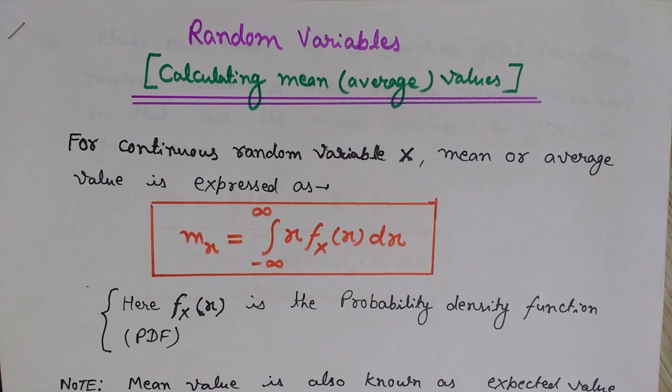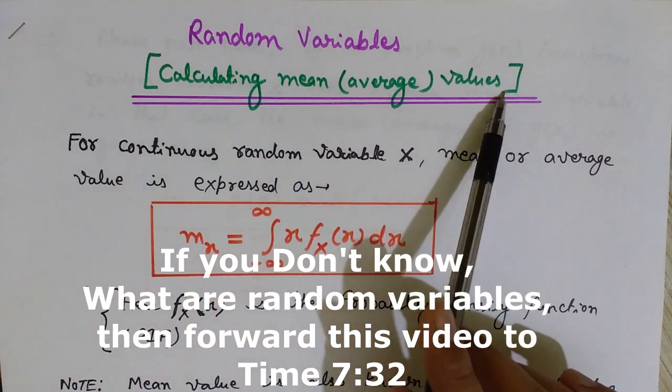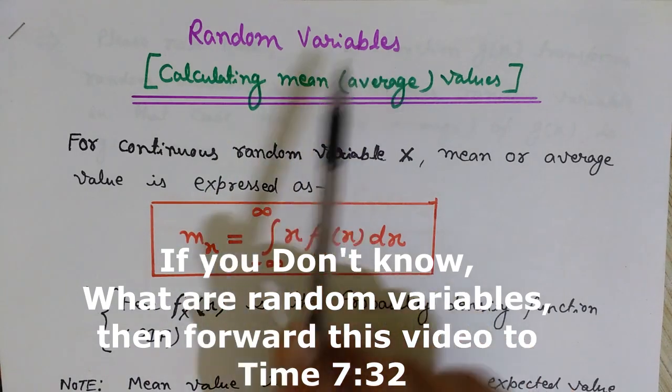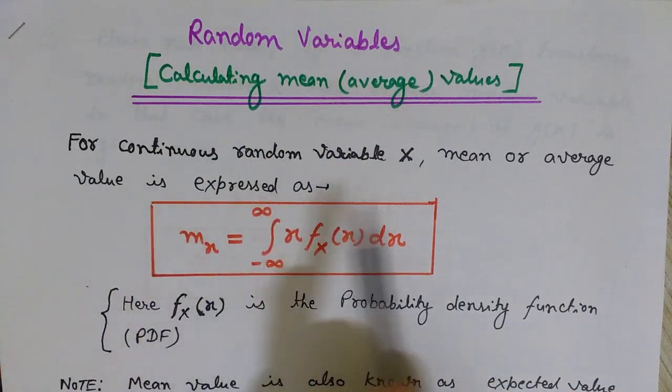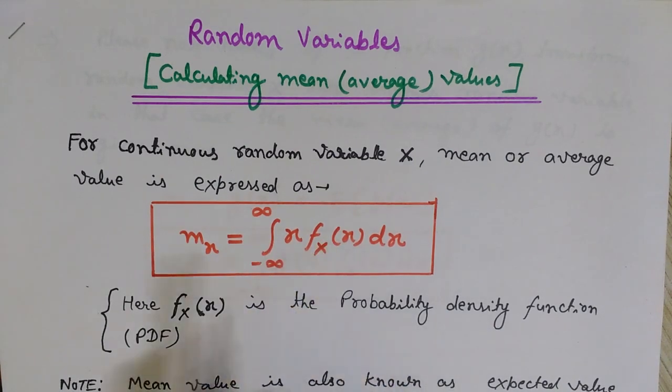Today we will learn how to calculate the mean or average value of random variables. Here is the formula to calculate the mean or average value of the random variable. We will also discuss a numerical example so that this concept becomes more clear to you.